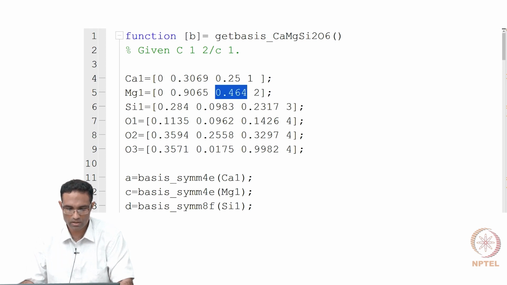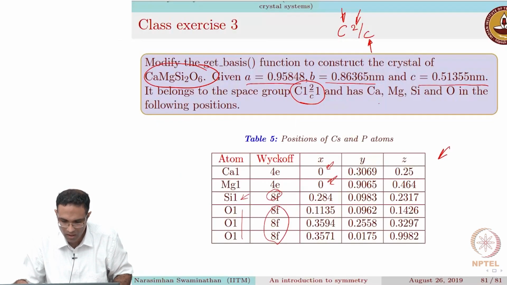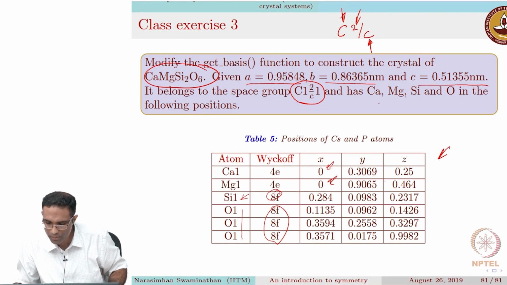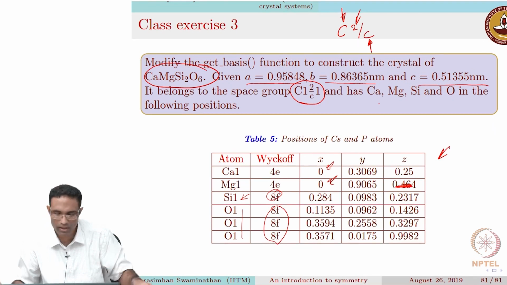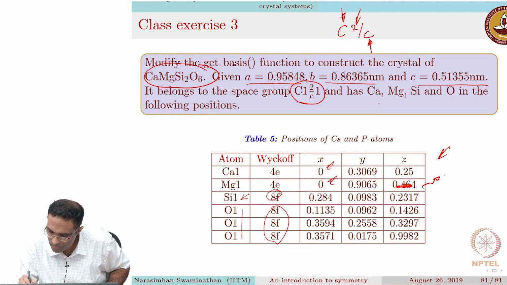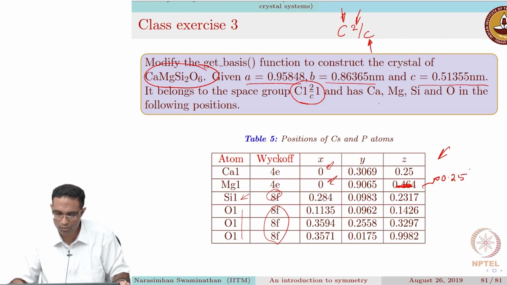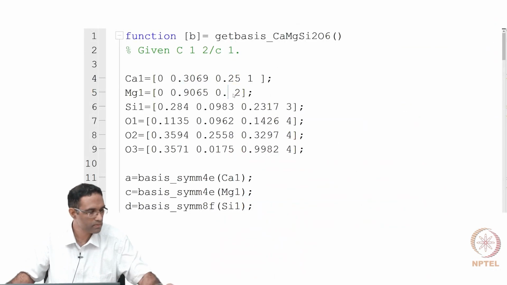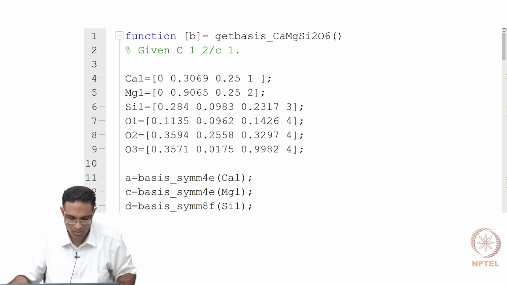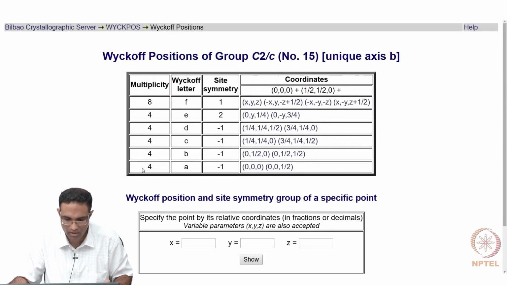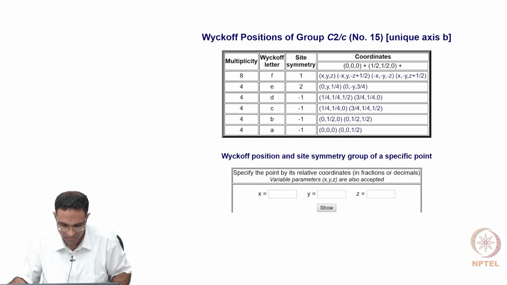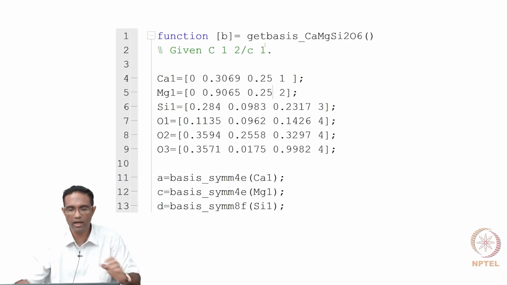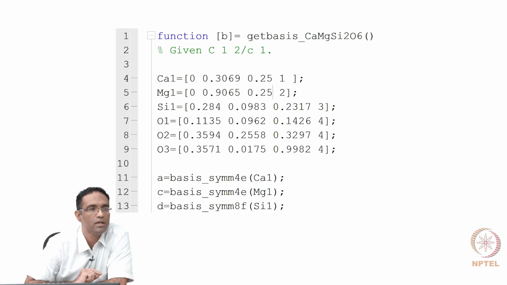Yeah, there is probably a mistake here. The mg1, if it is going to be present in a 4e position, then I should have this also as 0.25. So this is probably 0.25. So let's change that. Okay, if it is a 4e position, no, I might have made a mistake. Okay, we can check that quickly. So okay, maybe not. So let us have this as a 4e position and continue to have it as 0.25.